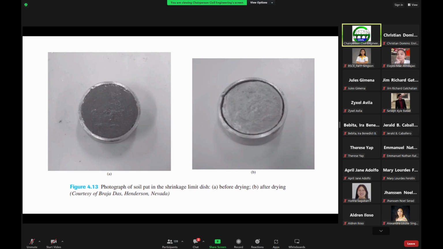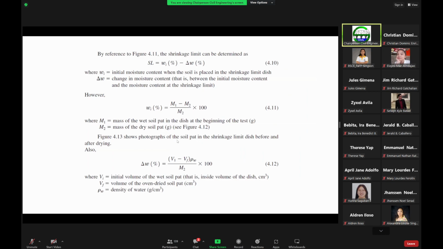If we look at the cross-section view, we can see that the height of the soil specimen has also decreased. So with this figure, we can now define this change in water content, or moisture content. This one can now be replaced by this one.